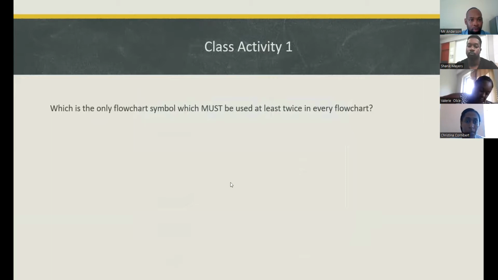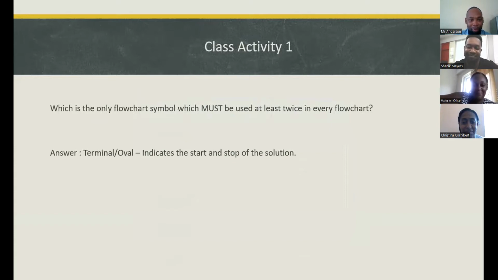Quick question. Which is the only flowchart symbol which must be used at least twice in every flowchart? Can someone answer this? The oval. Very good. Okay, because we know you must start and stop your flowchart, so the oval must be used at least twice. Very good, Valerie. It indicates the start and stop of the solution.